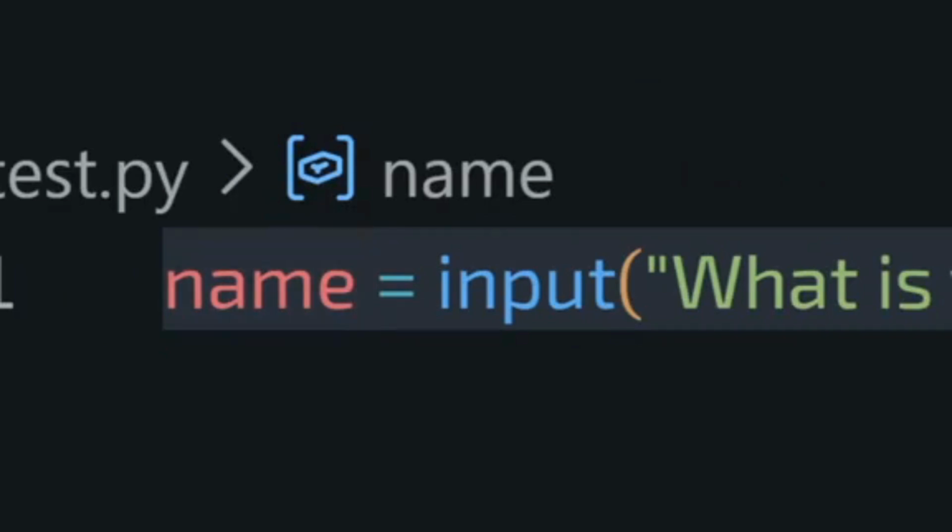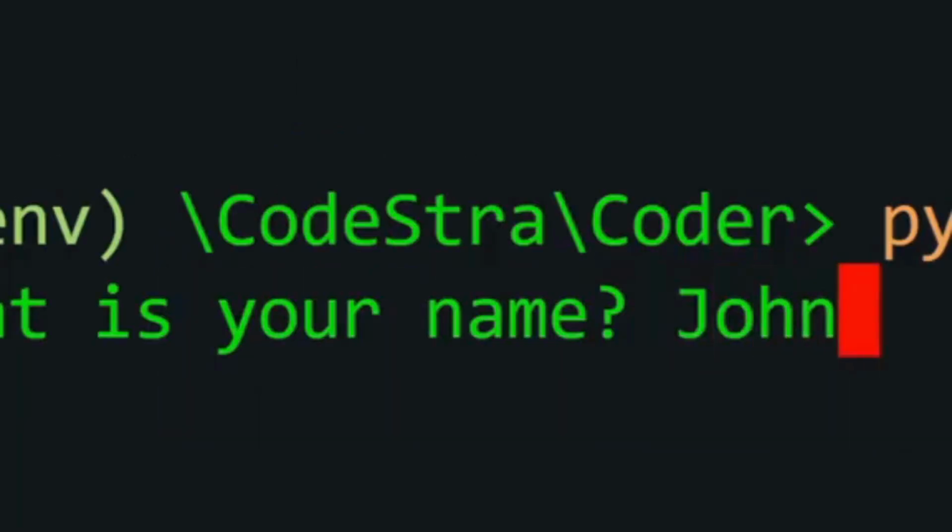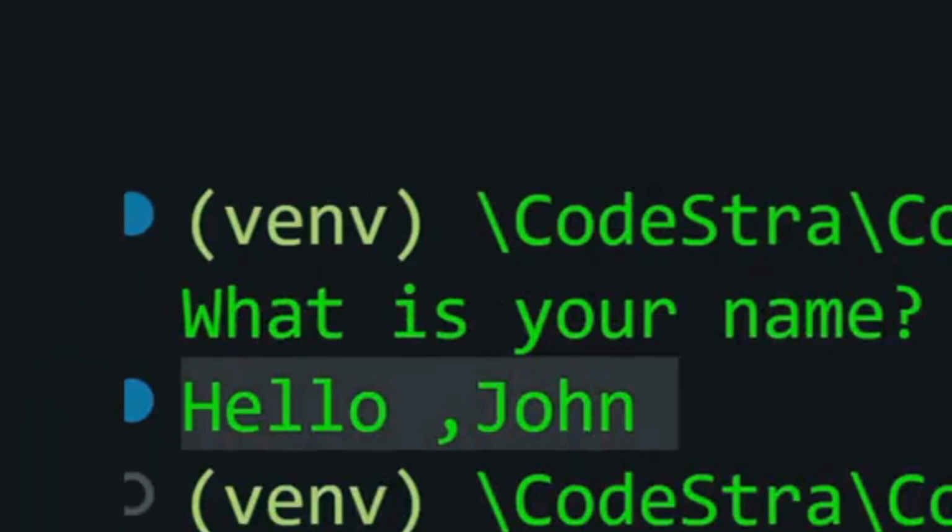Now let's use output again. print("Hello " + name). If the user entered John, Python will display "Hello, John." And just like that, your program is now interactive. It can ask questions and respond to the user. That is a huge step in programming.